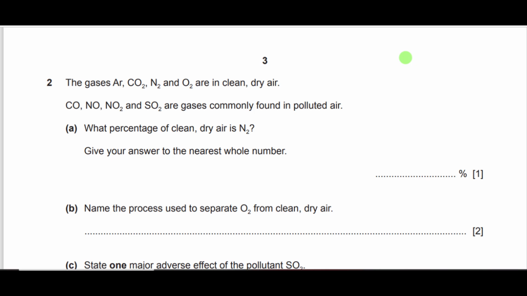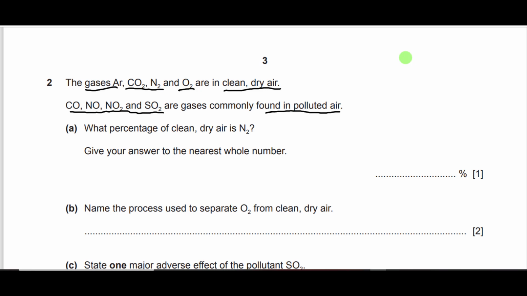Alright, now let's underline the keywords in this question. The keywords here are gases present in the air, clean, dry air. Apart from that, we also have these gases here, which are considered as pollutants in the air.